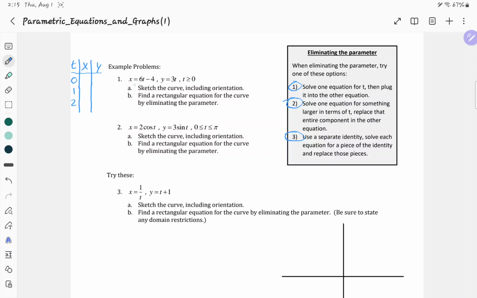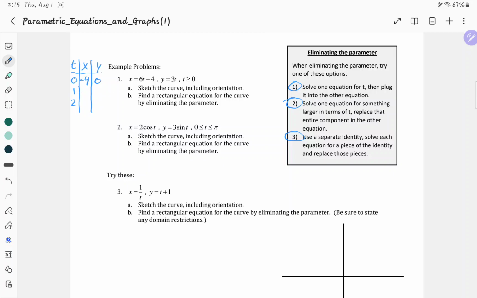So when t is 0, we're going to plug in, right? x would be 6 times 0 minus 4. So 0 minus 4 is negative 4. So I'll go and put that there for the x. The y, 3 times 0 would be 0. So that's going to be my starting point.